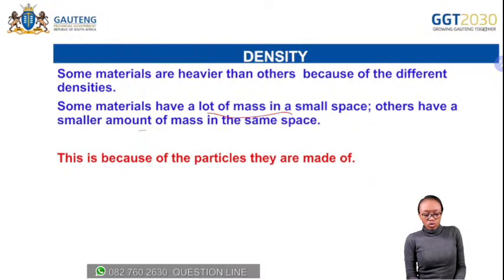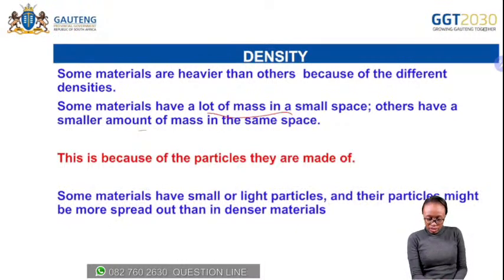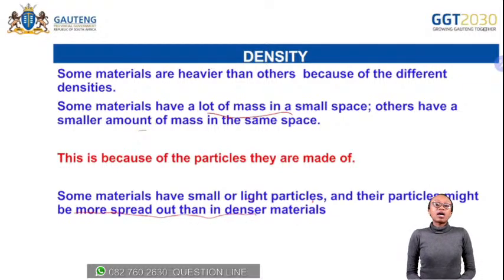This is because of the particles and what they're actually made of. Some materials have small light particles, and their particles might be more spread out than in denser materials. If we look at flour and water, you would expect the liquid to be lighter than the solid, wouldn't you? But the particles in flour are actually more spaced than the particles in water, meaning water is actually more dense compared to the flour. That's why the flour was the second lightest of all the materials whose masses we were checking, because its particles are more spread out. There are more air spaces in between the wheat flour particles in comparison with the spaces in between the water.